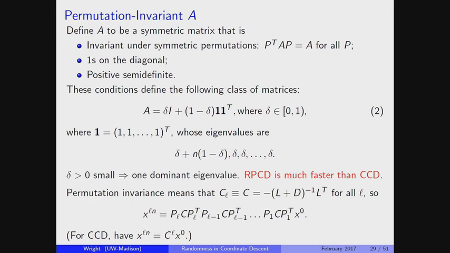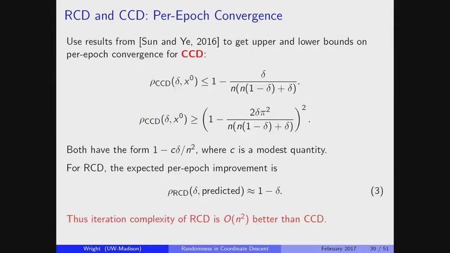And this matrix has the property that its biggest eigenvalue is about n times 1 minus delta, and all other n minus 1 eigenvalues are just delta, okay? So it has a very specific structure and properties. So what they showed in Sun and Ye was that the cyclic coordinate descent has about this per epoch convergence rate. Random coordinate descent, if you plug this into Yurii Nesterov's analysis, you find that the expected per epoch convergence rate of random coordinate descent is 1 minus delta.